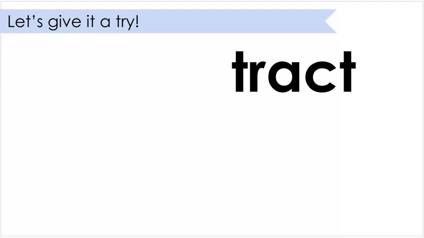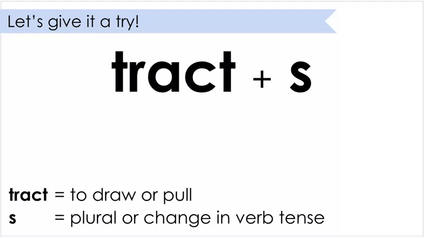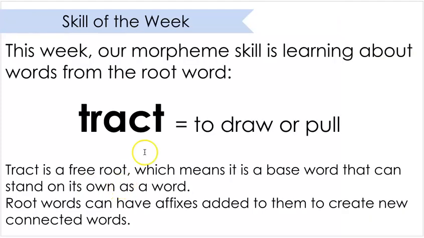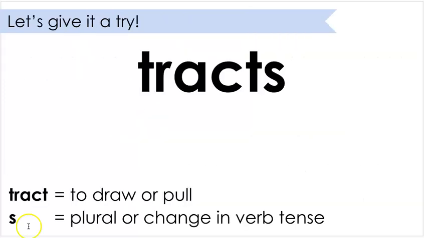Let's start with tract, and let's add S. So we know tract means to draw or pull, and S is a plural or change in verb tense. If I add tract plus S, what's my new word? It's tracts. That is correct. Now, I do want to point out, some of you may already know, tract here, the way we're learning it this week, means to draw or pull. It's a free root. It has more than one definition too. Tract can also be a piece of land. But for our purposes this week, we're going to look at to draw or pull.